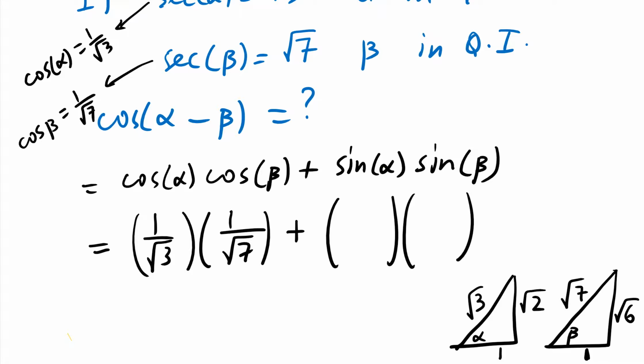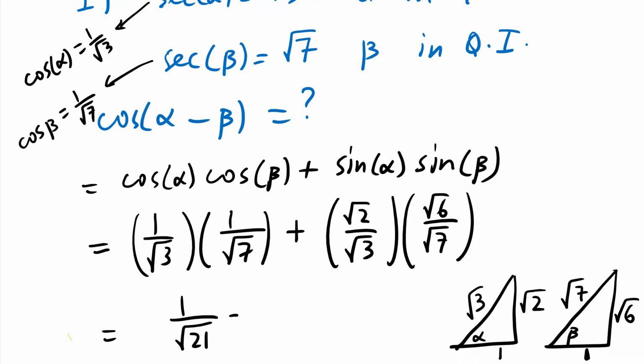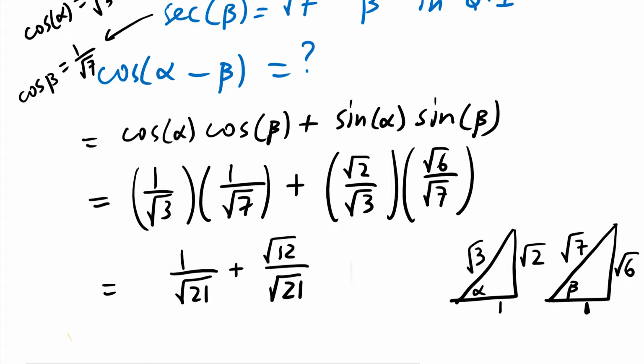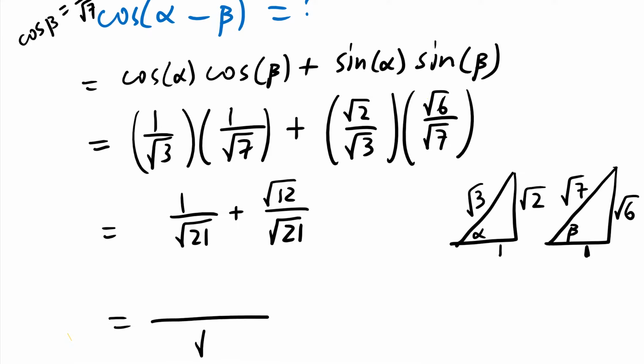Sine alpha from the first triangle is the opposite over the hypotenuse. Sine beta from the second triangle, opposite over the hypotenuse. We get 1 over the square root of 21, square root of 12 over square root of 21. That gives us 1 plus 2 square root of 3.